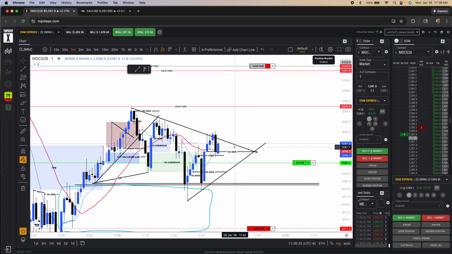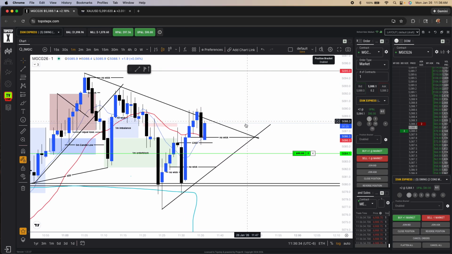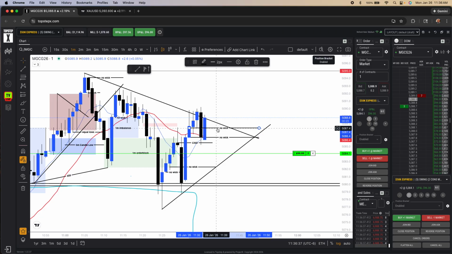No wick candle once again on the bullish side. Very ugly.